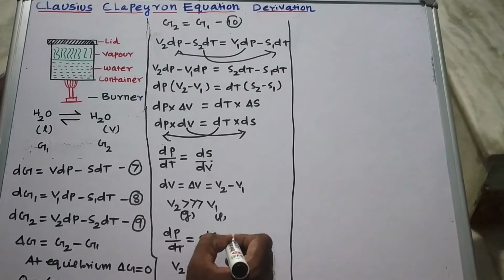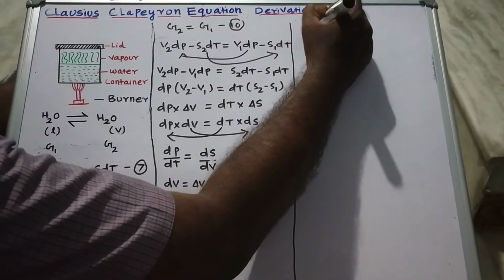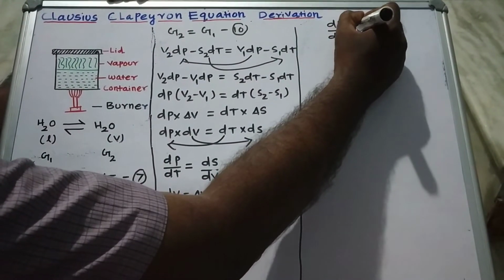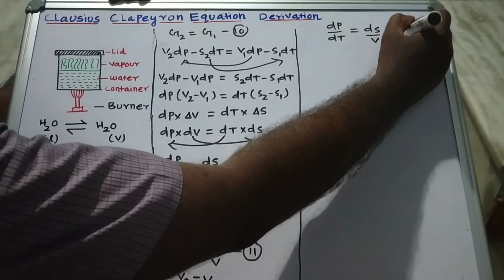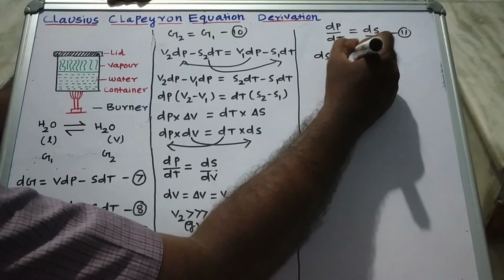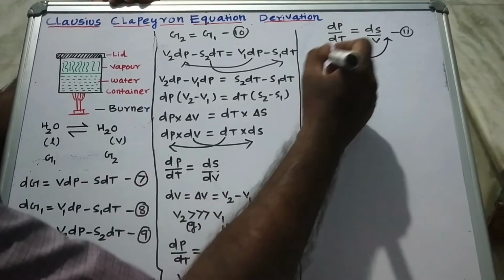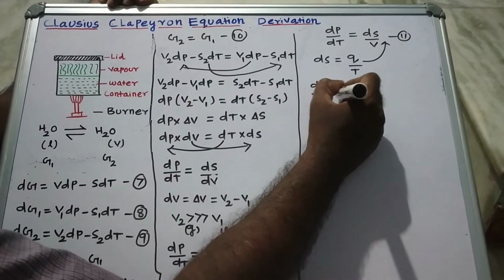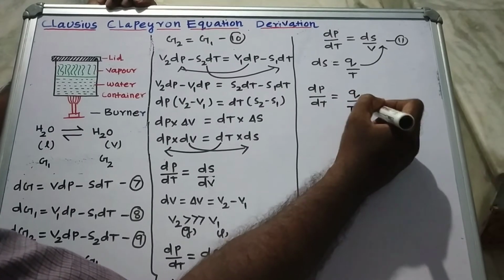This is equation number 11. dP by dT is equal to ΔS by ΔV. In equation number 11, it is well known that ΔS equals Q by T. Now substitute this value here. So it becomes dP by dT is equal to Q by T into ΔV.